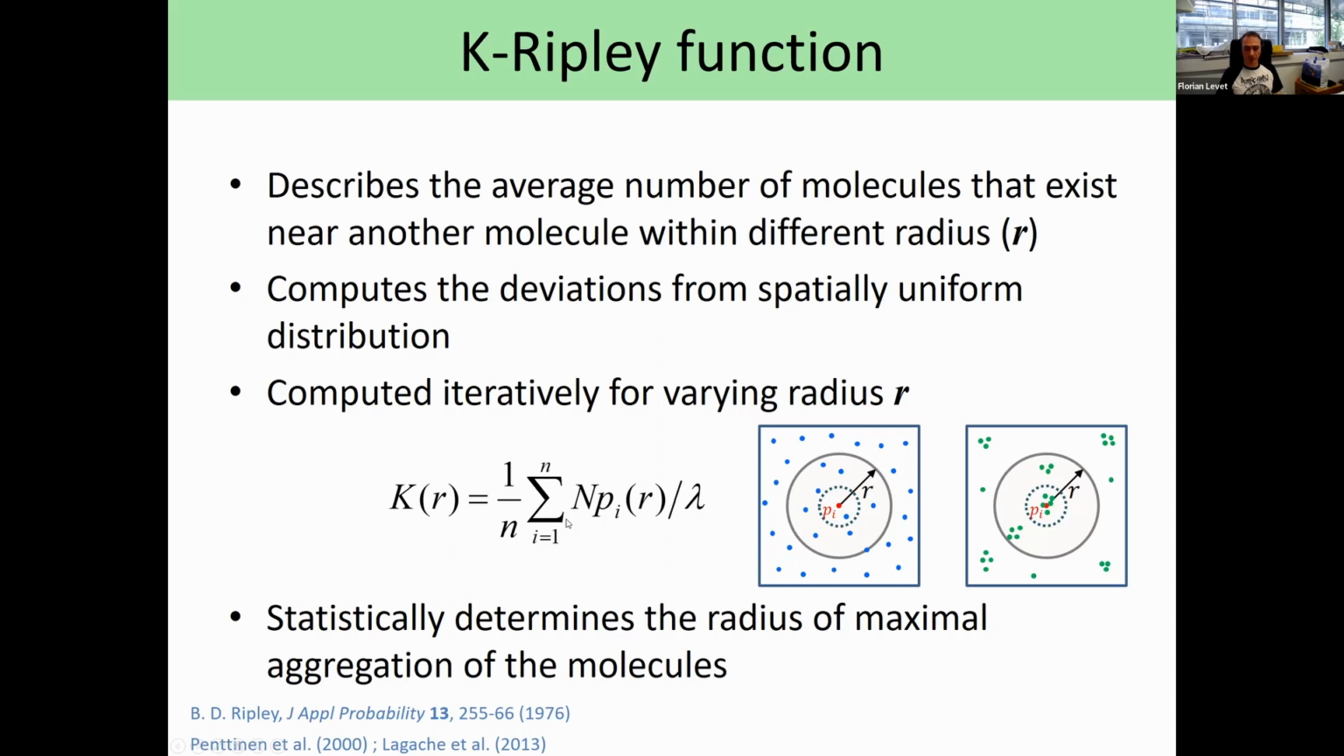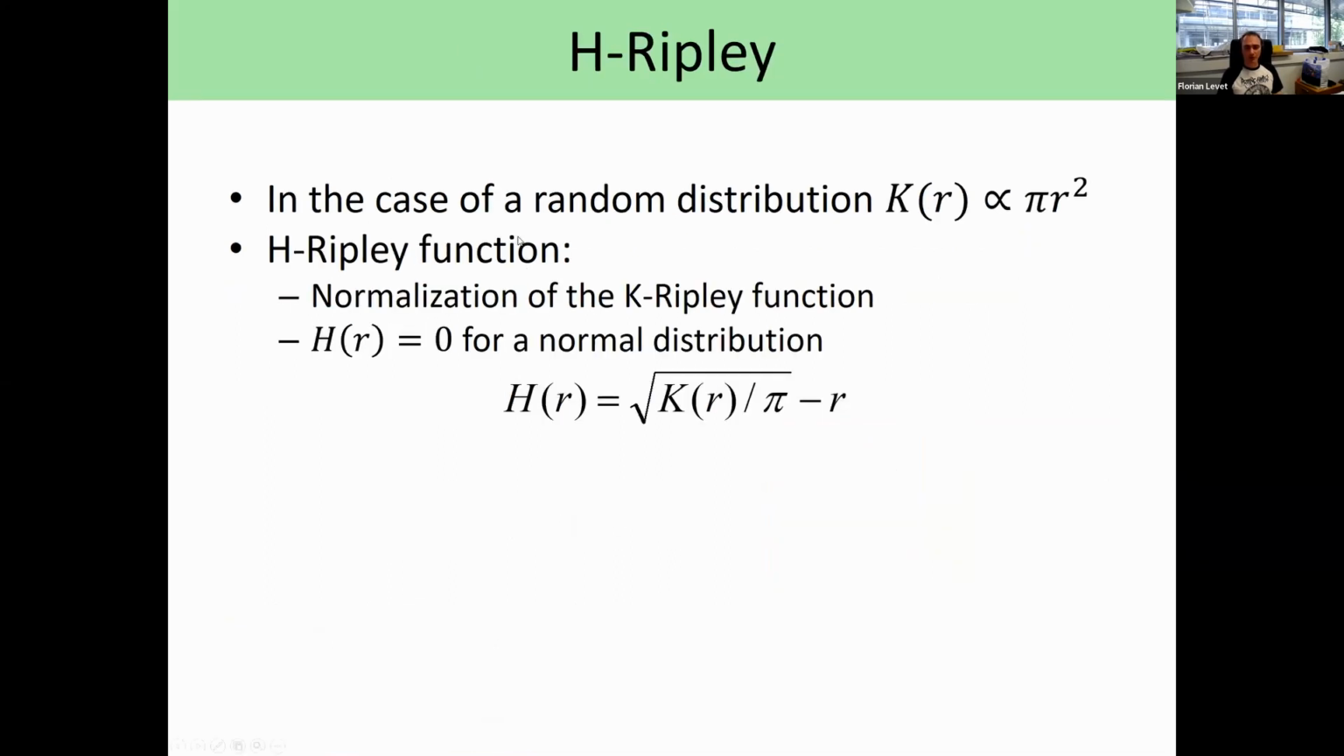And that's possible because you know that in the case of a random distribution, the K value that you will expect for a radius R is πR². The problem is that when you are using the K-Ripley, it's difficult to understand. You will see why when I show you some K-Ripley curves. So a lot of people are using the H-Ripley function, which is a normalization of the K-Ripley function. And in this case, you expect 0 at a given radius for a random distribution. And H-Ripley is coming from K-Ripley with this equation.